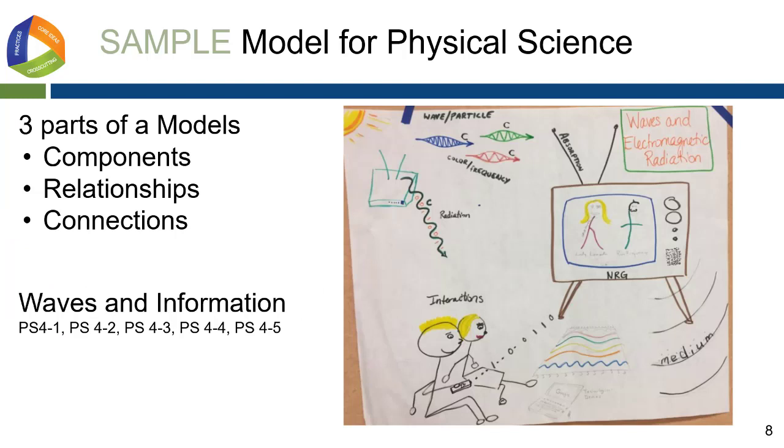Here we see a sample of a model for physical science. In this model, we clearly see the components are labeled. We see relationships being shown with arrows that flow between the components, and we also see connections being made to applications of waves and electromagnetic radiation.